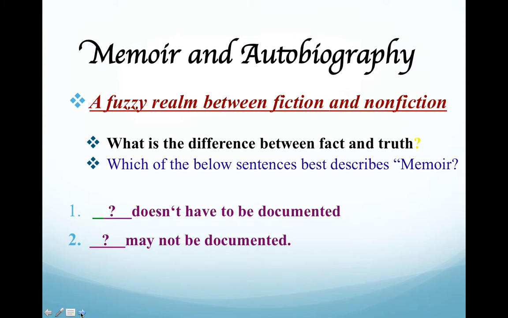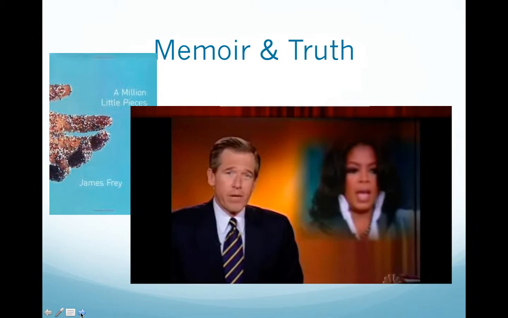Well, number one, you should choose memoir. Doesn't have to be documented. You're relying on the author for their truth. Autobiography may not be documented, but because you're relying on the author for truth and fact, it's good that it be documented. Because this is what happens when you don't document things. A Million Little Pieces by James Frey, if people remember, was part of the Oprah Book Club.